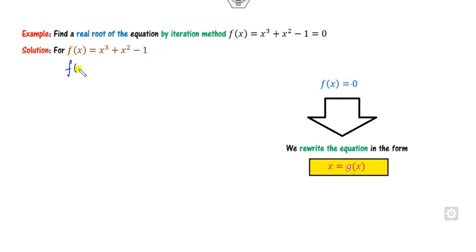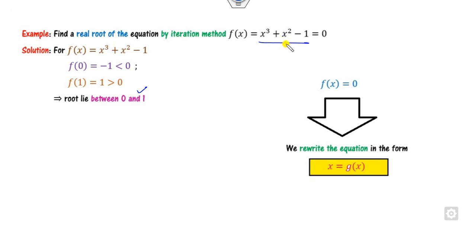So clearly, what is the value of f of 1? It is 1, greater than 0. f of 0 is minus 1, which is less than 0. They have opposite signs. So therefore the root lies between 0 and 1.